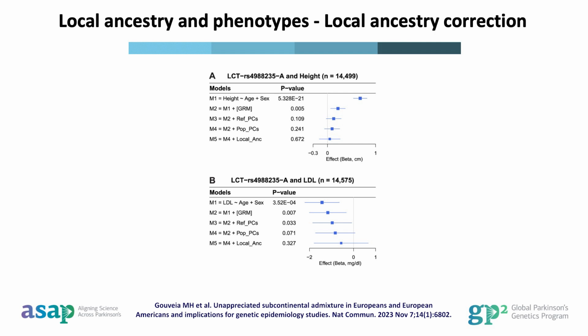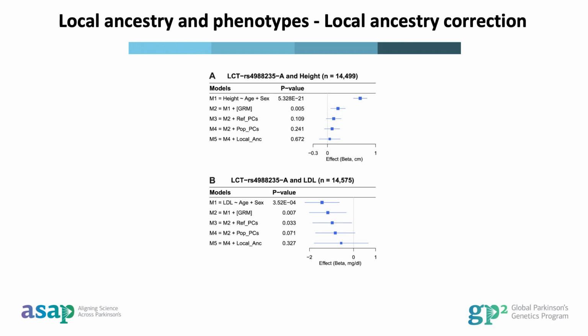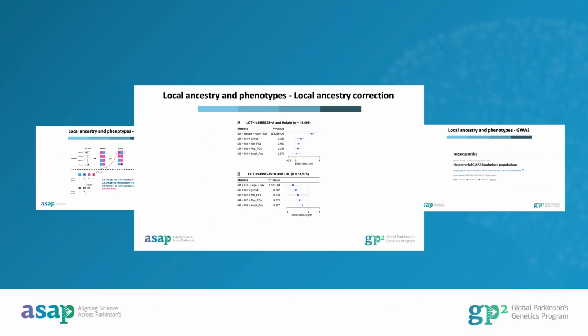The model 1, in which the model was phenotype explained by age plus sex. The model 2, that is the model 1, including the genetic relationship matrix. Model 3 and model 4, they are the model 2, including two ways to generate principal component analysis results. And model 5, in which they got the model 4 and included local ancestry. After including the local ancestry, the p-value changed drastically, showing that the results were biased by subcontinental admixture.